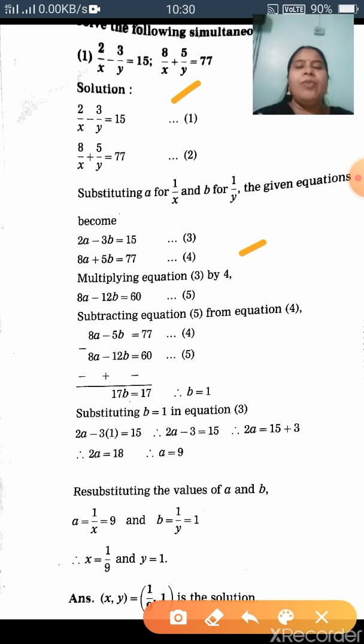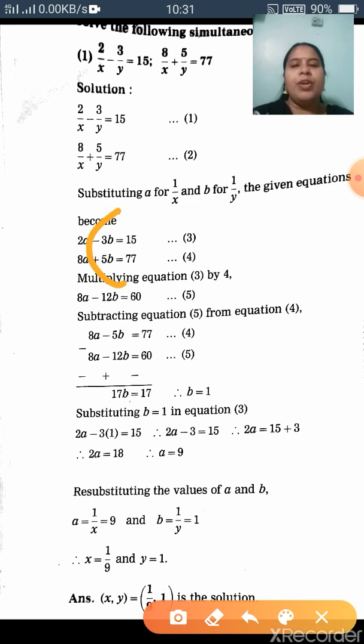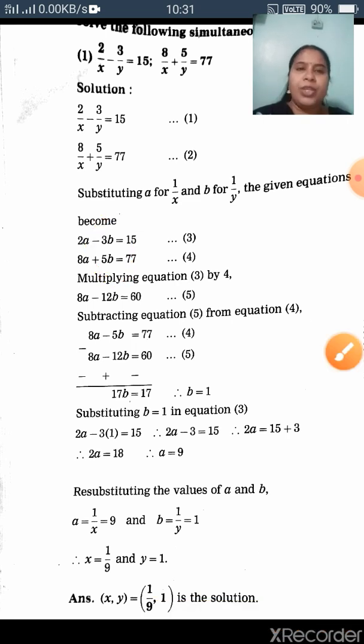Now I have told you to number the first two equations as equation number 1 and 2. After substituting, those two equations will be numbered as 3 and 4. So here we have these two equations. Now how to solve it? Look at it. The coefficients of the a term are different. The coefficients of the b term are also different. Now which one to equate?